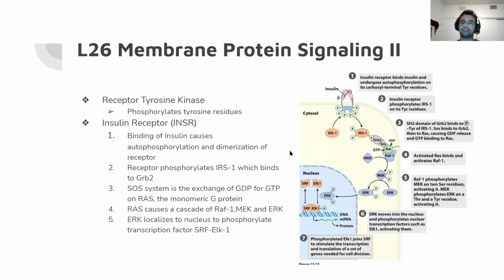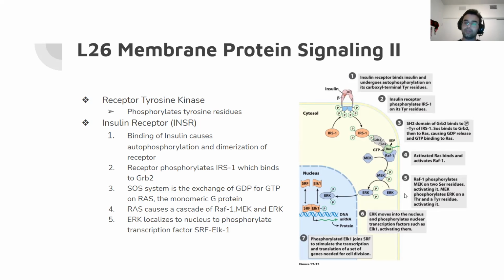Now for our receptor tyrosine kinase, this is probably the most complicated one. You have to know a lot of these different pathways, right? The important thing here is that once something binds to the receptor, we cause an autophosphorylation event, which will eventually lead the phosphorylated tyrosines to dimerize, and this dimerization of the receptor will activate this whole cascade, right?